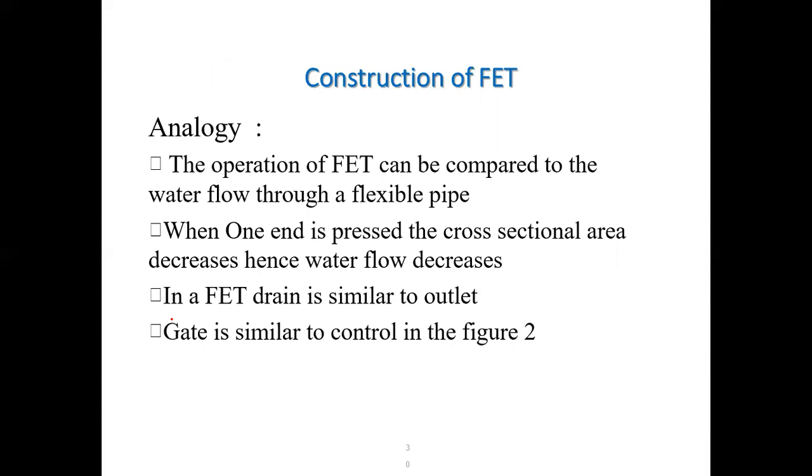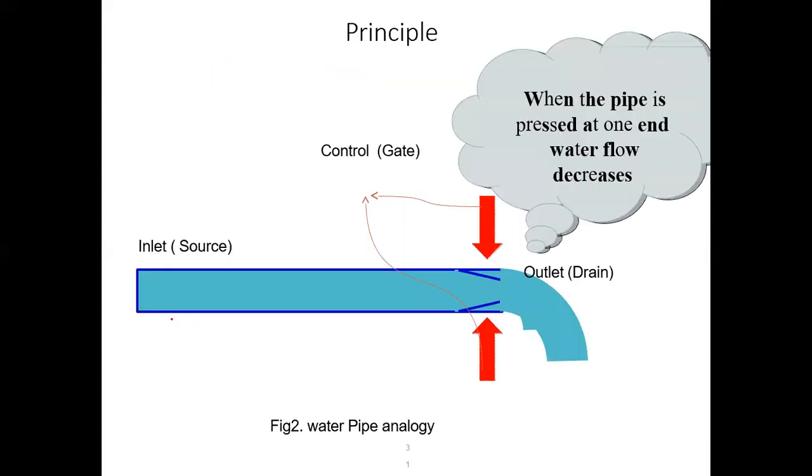As an analogy, the operation of a FET can be compared to water flow through a flexible pipe. When one end is pressed, the cross-section area decreases, hence the water flow decreases. In the FET, the drain is similar to the outlet of the draining system, and the gate is similar to controlling the flow. This is the model principle used in the JFET.